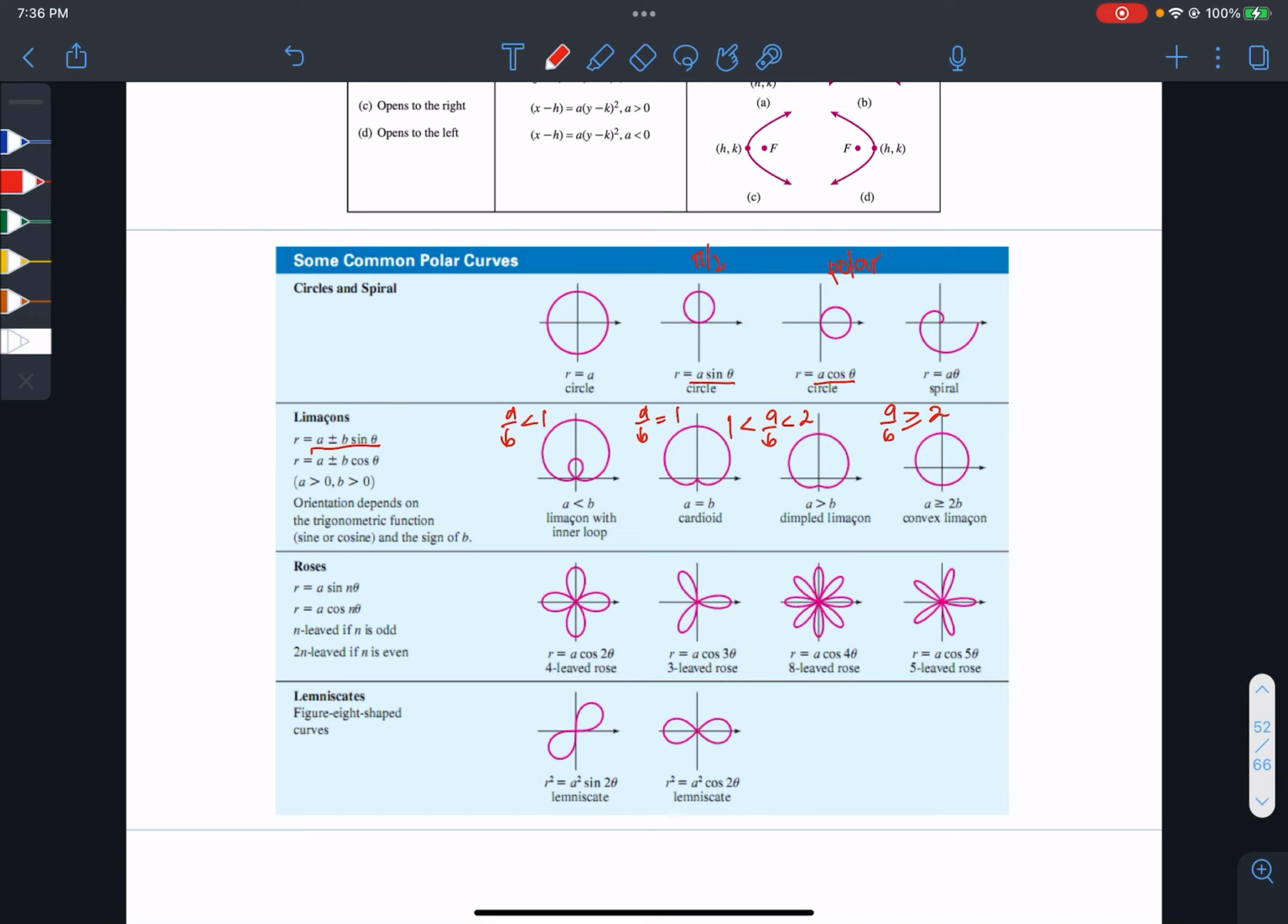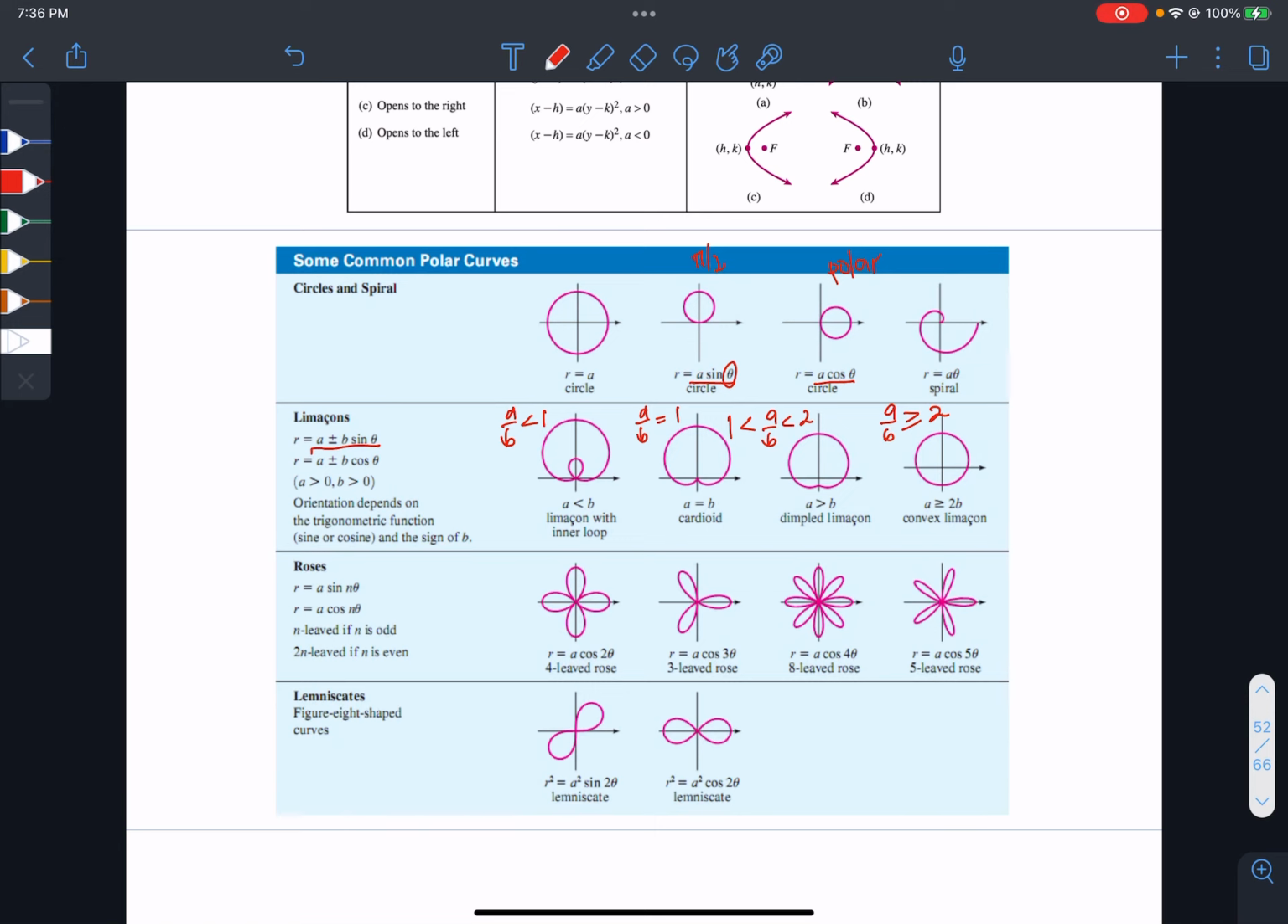So we have to just take the ratio, no? To determine what will be the shape of the limaçon. So the next we have the a sine n theta and the a cosine n theta. So hindi ka mukha dun sa circle, it's just a theta, okay?